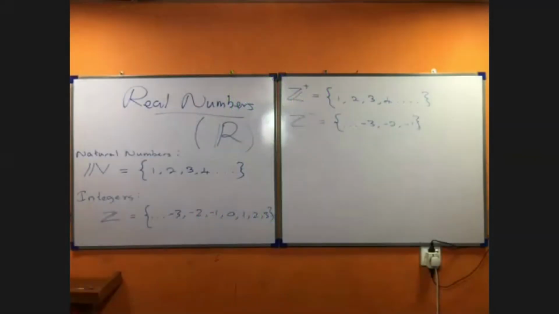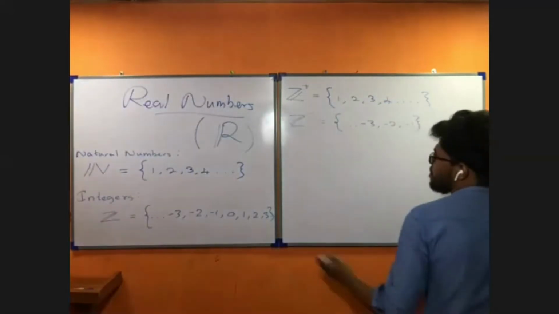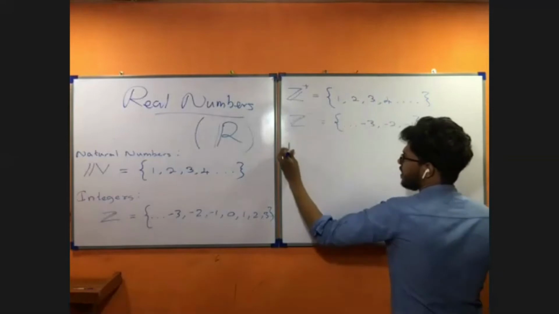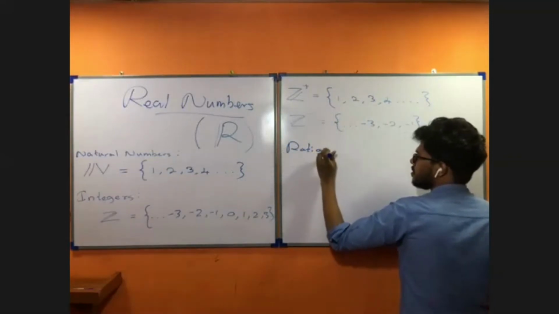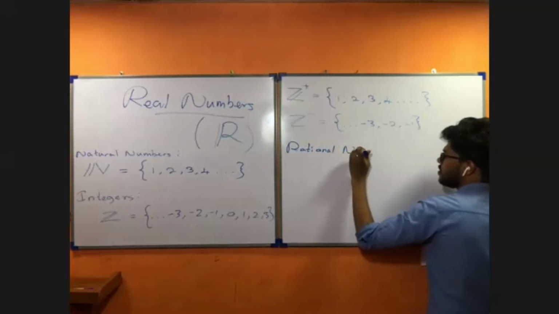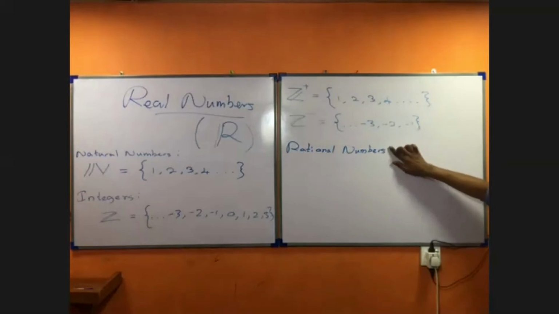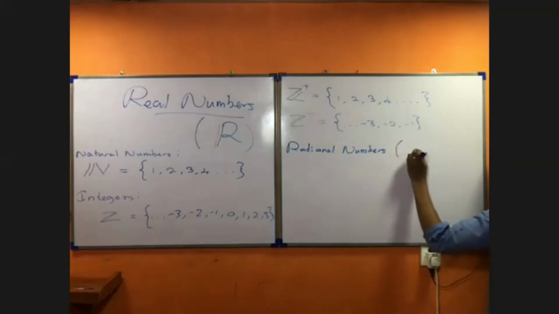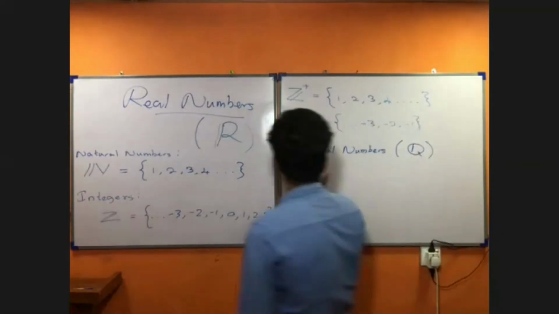We have the rational numbers and the irrational numbers. So first, let's go through what rational numbers are. The notation for rational numbers is Q, written with a special Q. So, rational numbers.